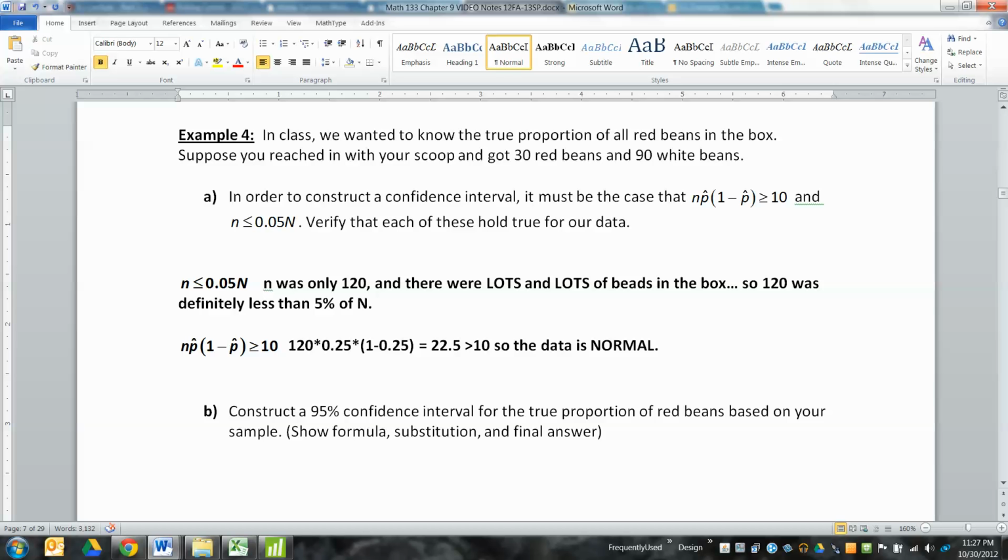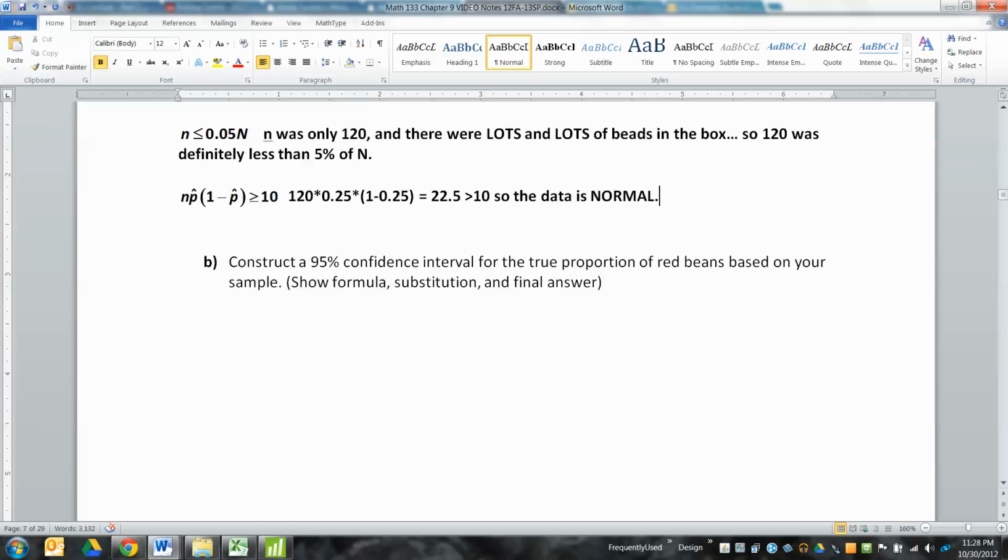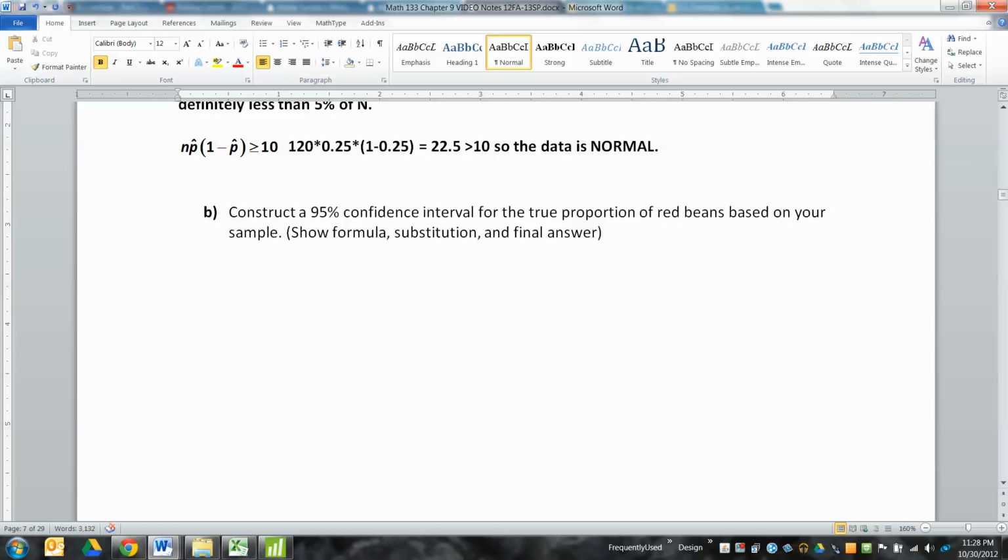What were you expecting? Now we also want to prove that n times p times 1 minus p is greater than 10. That way we'll have normality. Now n is 120, p hat was 0.25 for us, and then 1 minus p hat is 1 minus 0.25. You multiply those with your calculator, and you're going to get 22.5, which is bigger than 10. So that means that our data was normal. Yay, team. And from here, we go to making the interval. But we don't have time to do it in this video, so I'm going to stop right here, and that's where we're going to pick up next time. We're going to make an interval with formula substitution, and then we'll use Excel and StatCrunch to finish the job for us. See you then.